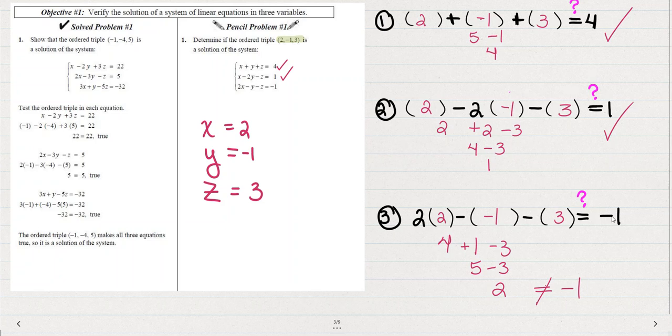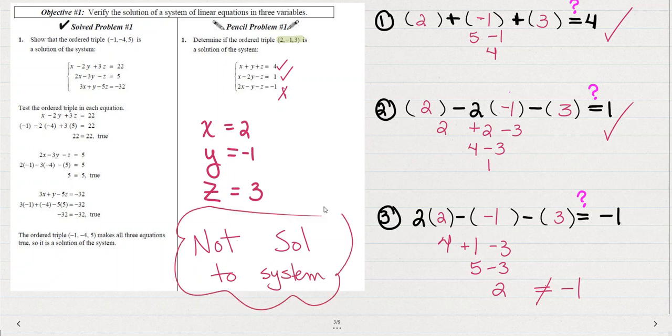I could go back to check this to make sure I didn't make a mistake. 2x is 4, minus -1 is +1, so that's 5, minus z, minus 3, so 5 minus 3 is 2, and yeah, it looks like we did do it correctly, and our ordered triplet is not a solution to the system. It was a solution to the first two equations, but not to all three.